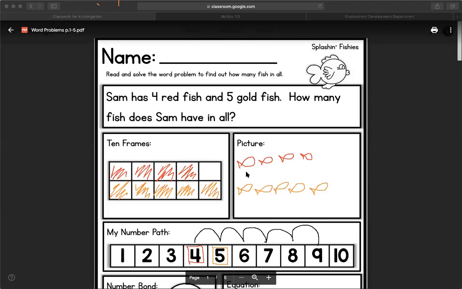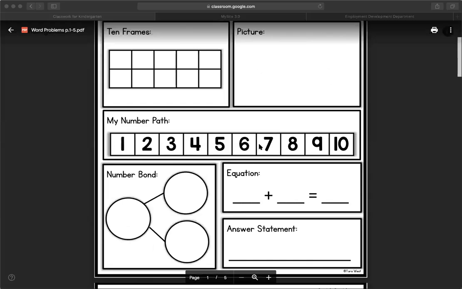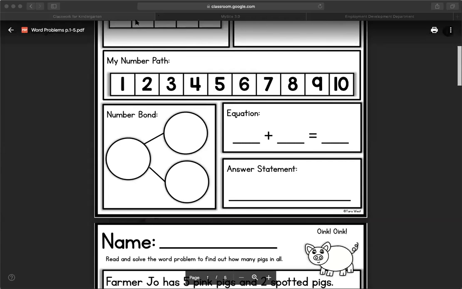Then we have our number bond. So let me clear that. Then we have our number bond. We started with 4 fishes, 4 red fish, and we added 5 more fishes, which then will give me 9.